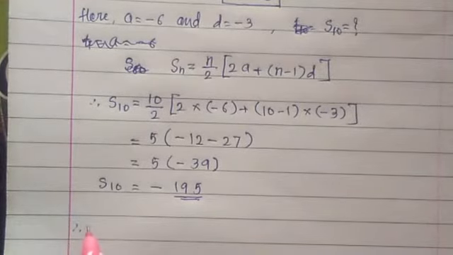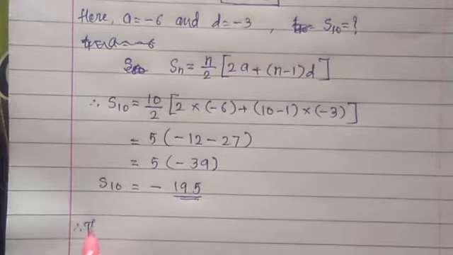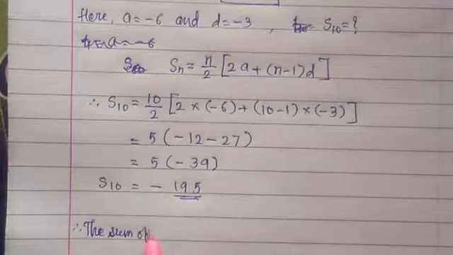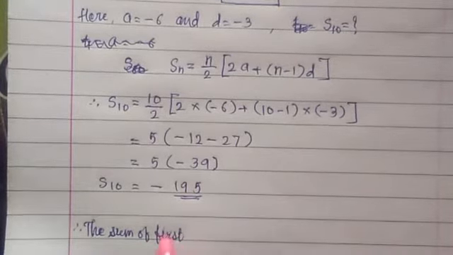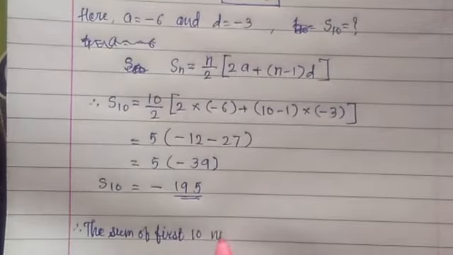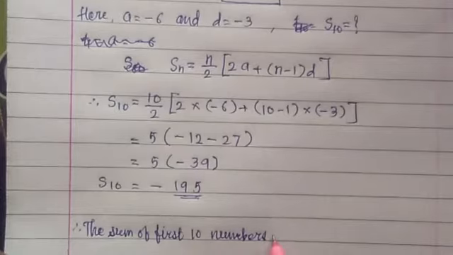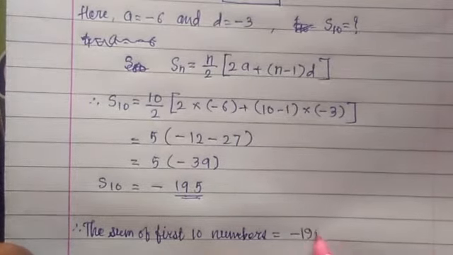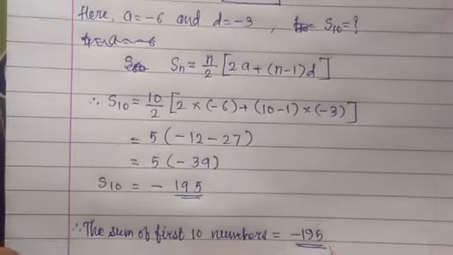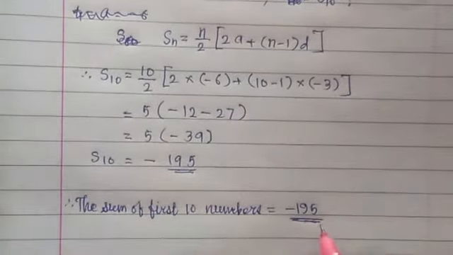Find the sum of the first 10 numbers means the sum of, hence the sum of first 10 numbers is equal to minus 195 is the answer. This is the answer.